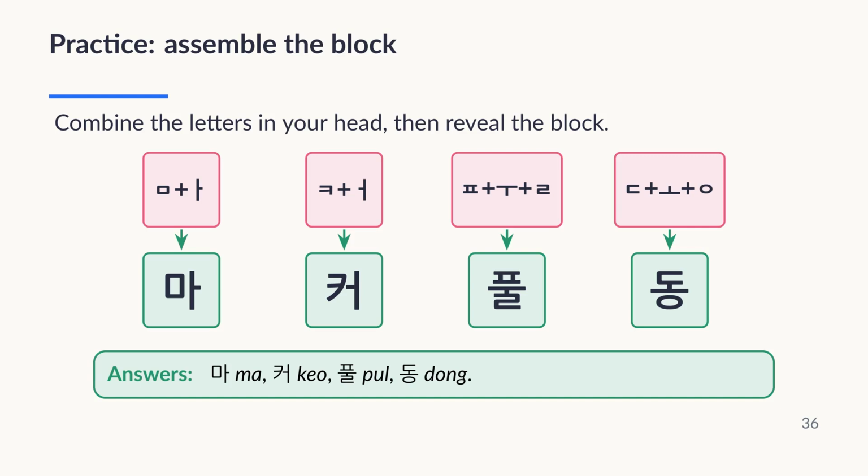Now the assembled blocks appear in green: ma, keo, pul, dong. Check your work, paying attention to that last one, where the bottom circle turned into an NG sound, exactly as we learned. Assembling blocks is a skill that becomes automatic with practice, so try building a few of your own from letters you know.